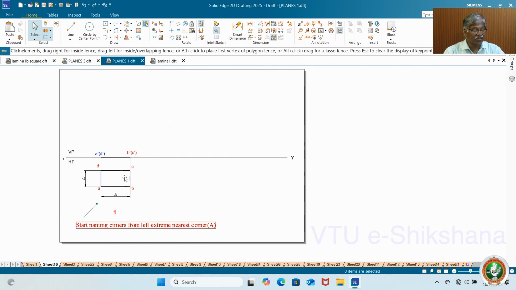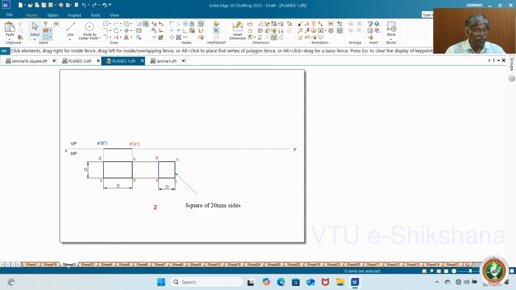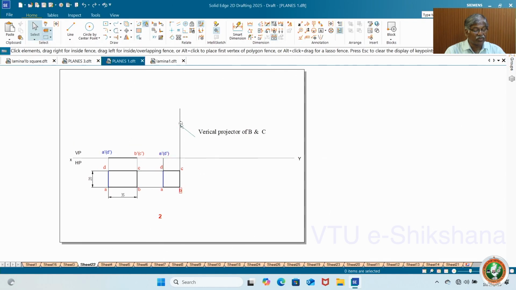So definitely you have to take this first as the problem. Now you take this as the first. Start naming from the left. Okay. So what you do is you name from the left and then try to create a 20 mm square by the side. Then project AD and get this point. Then also project this one. Then take this length as the radius and draw an arc.